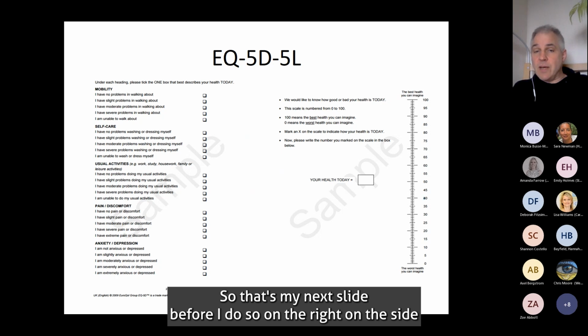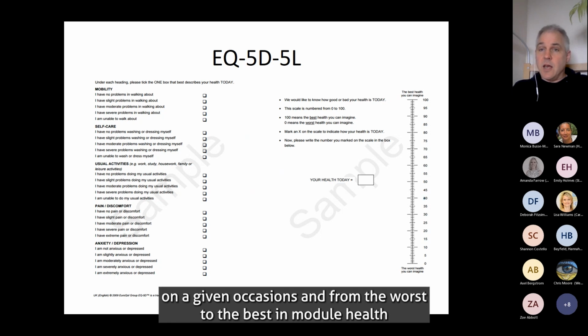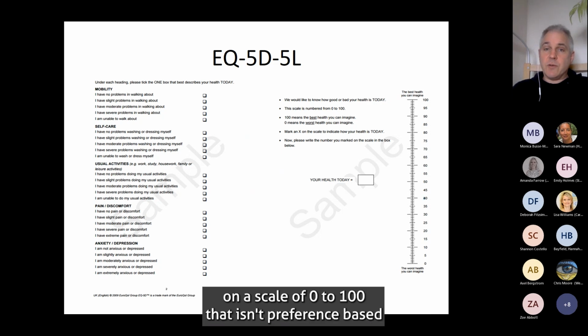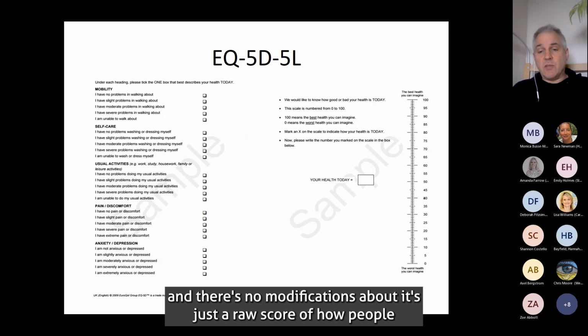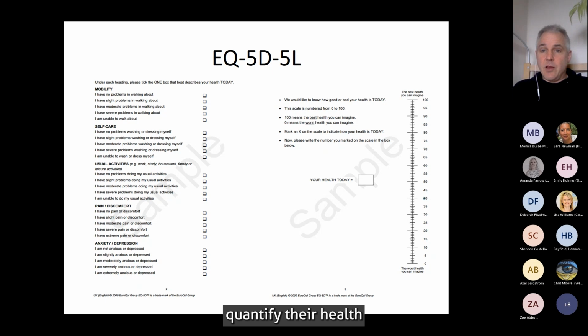Before I do so, on the right-hand side here is a visual analog scale that asks people to represent their health on a given occasion from the worst to the best imaginable health on a scale of 0 to 100. That isn't preference-based. There's no modification to that. It's just a raw score of how people quantify their health on the simple scale of 0 to 100.